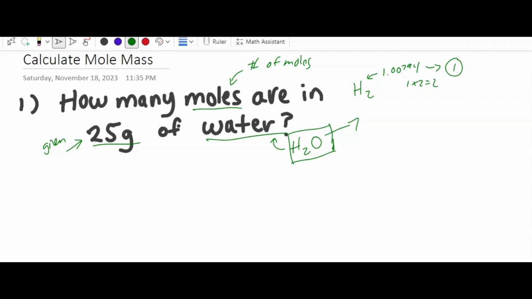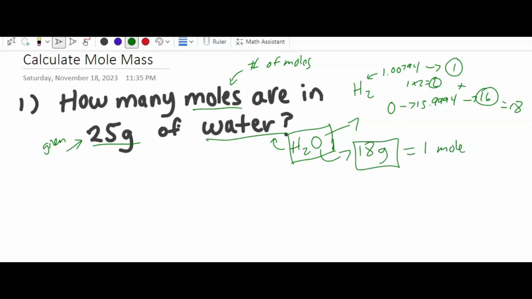So the H2 part of that has a gram value of 2, and then the oxygen value on the periodic table is 15.9994, and this rounds to 16. So then that is our gram value for that. So you have 2 plus 16, which is going to give us 18. So we know that H2O has a value of 18 grams. And this 18 grams represents 1 mole of water.